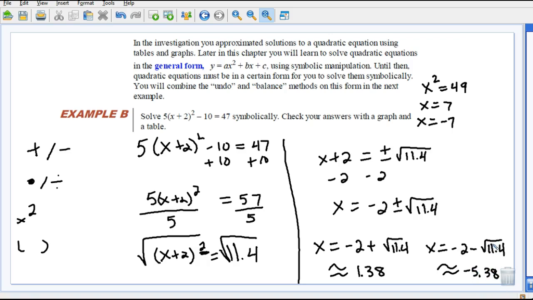All you have to do is type in the square root of 11.4, and then take negative 2 minus that number, and you get these two. So these two would be the approximations, and these two would be the exact answers. All right? So there you go.